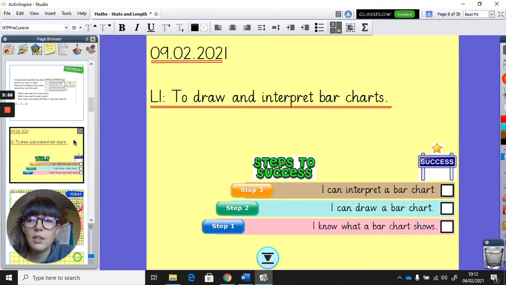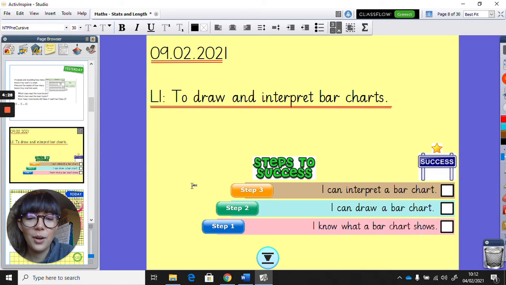Today is the 9th of February 2021 and our learning intention today is to draw and interpret bar charts. Now we all know what draw means, but we need to have a little think about what the word interpret means. When we're talking in maths and about statistics, interpreting data means understanding what the bar chart, or whatever it is, is showing you, okay? So when they ask you questions about the bar chart, you can answer them. You know what the answers are.